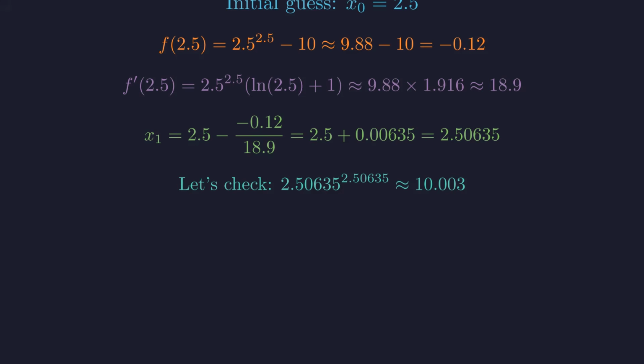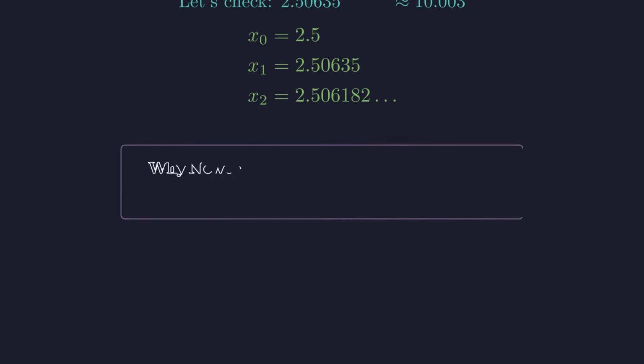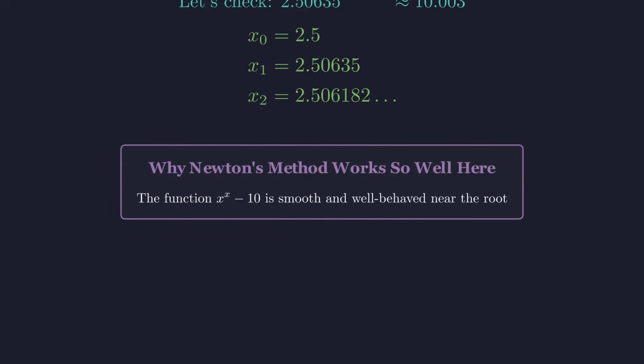2.50635 to its own power gives approximately 10.003. We're incredibly close already. After just one iteration, our guess is already accurate to 3 decimal places. The second iteration gives us 2.506182, which matches the Lambert W solution to 6 decimal places. Newton's method converges so rapidly here because the function x to the power of x minus 10 is smooth and well-behaved near the root, with no sharp turns or discontinuities that could confuse the algorithm.